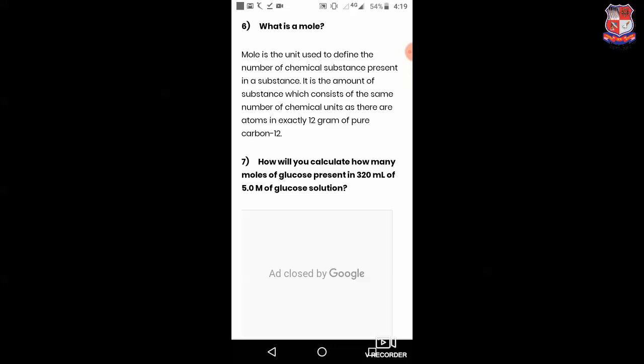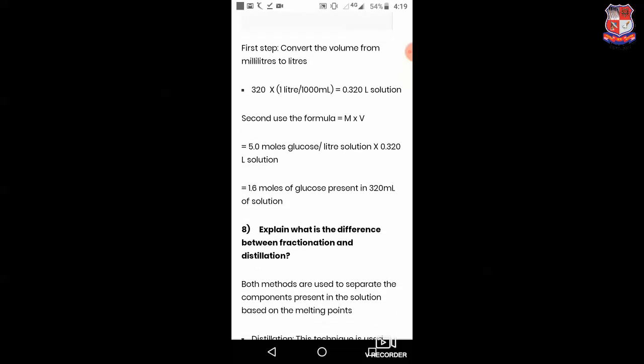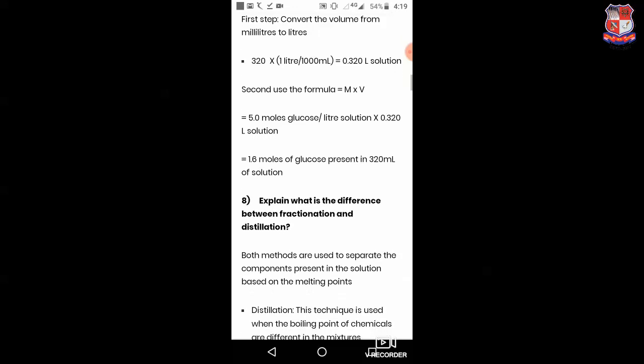So how do we calculate how many moles of glucose are present in 320 ml of 5 molar glucose solution? The answer: first step, convert the volume from milliliters to liters. Second, use the formula M into V. So this will be the answer for that.